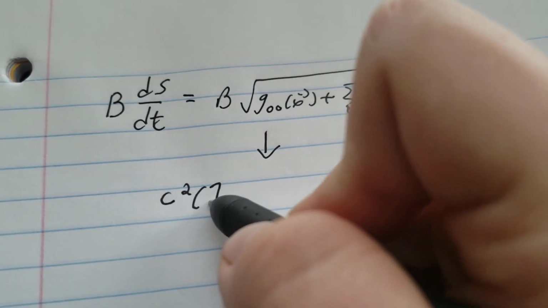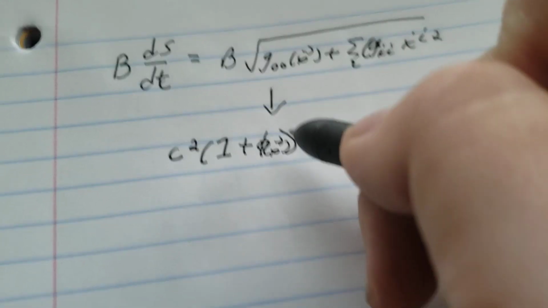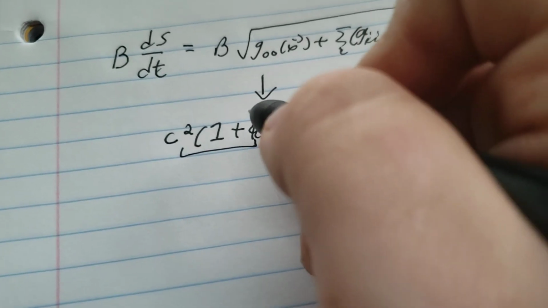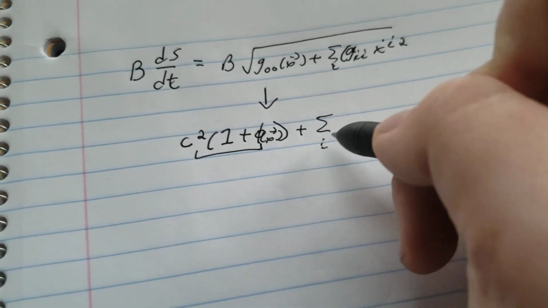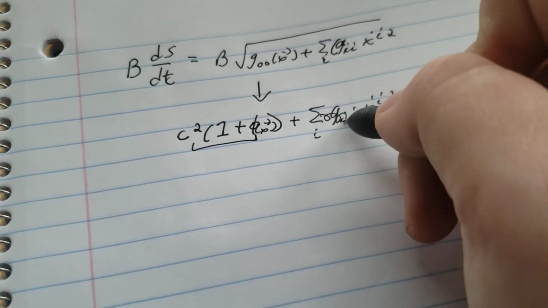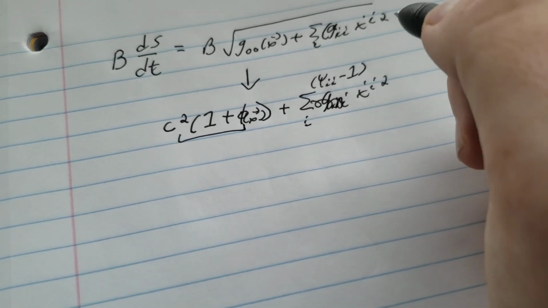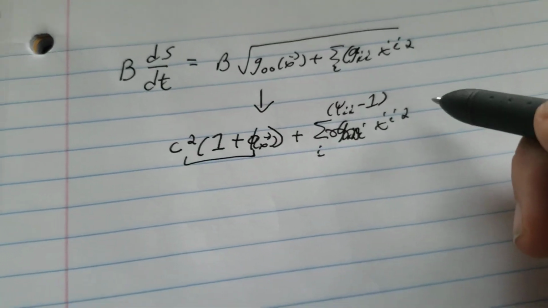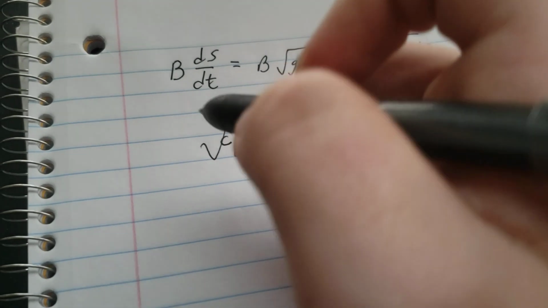We're going to write them as fluctuations around the flat space interval. And that's a function of the coordinates, c squared times 1 plus that, and as the fluctuation vanishes, you just get flat space. I'll say psi i.